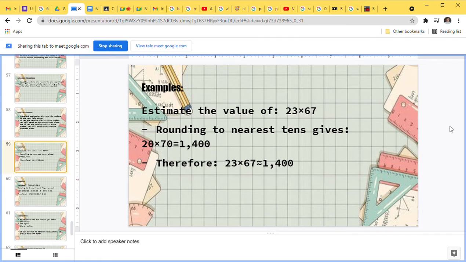We have rounded off the 23 and the 67, so now we can proceed and multiply them, right? You will show your steps, and your final answer should look like 23 times 67 approximately equals 1,400, right? Any questions? No, miss. No, miss. I just hear some of you.